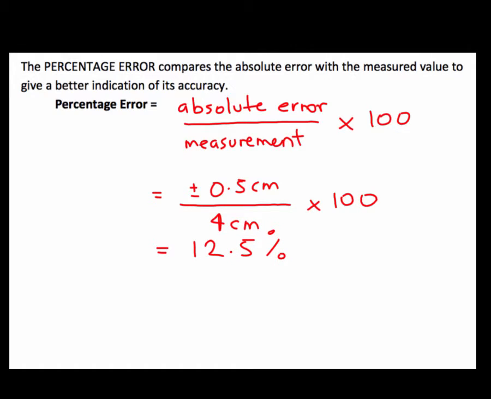Now 12.5 is a pretty big error. That's actually 1/8. So if 1/8 of the measurement could be an error, then that's really not a good error. It's good to keep errors down to less than about 2%. So when you measure something like a pencil, you really should be going to the nearest millimetre rather than the nearest centimetre.